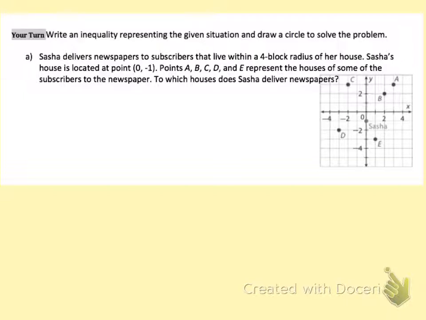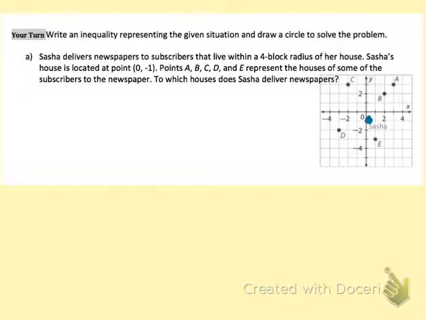So let's try one more. Write an inequality representing the given situation and draw a circle to solve the problem. Sasha delivers newspapers to subscribers that live within a 4-block radius of her home. Sasha's house is located at point 0, 1. So this is Sasha right here. And points A, B, C, D, and E represent the houses of some of the subscribers to the newspaper. Which house does Sasha deliver newspapers to?